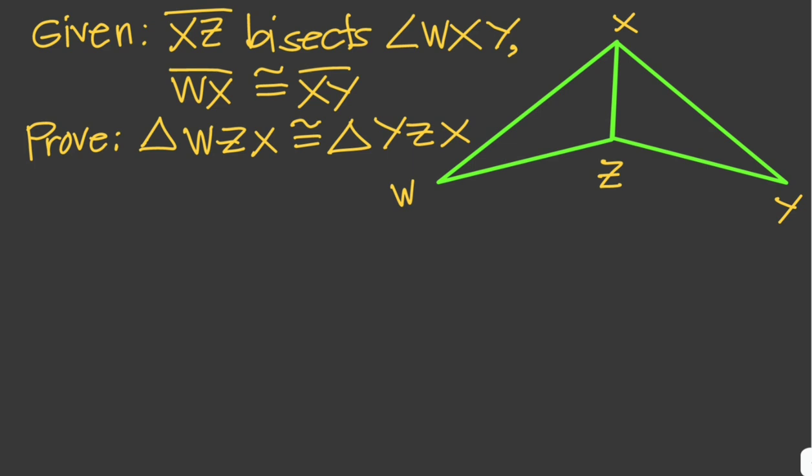So we're given this figure, and it says XZ bisects angle WXY. So this is angle WXY, and XZ here bisects that angle. And side WX is congruent to side XY. Then we need to prove that triangle WZX is congruent to triangle YZX.